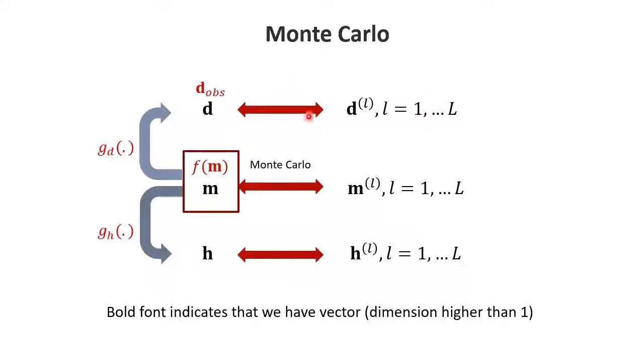So resulting from that, we get a Monte Carlo answer of the observation. Now I've noticed that I've changed the italic font into the bold font, indicating that we have a vector here. So this is high dimensional, this is high dimensional, and these distributions are being used to generate that variability of these high dimensional variables.